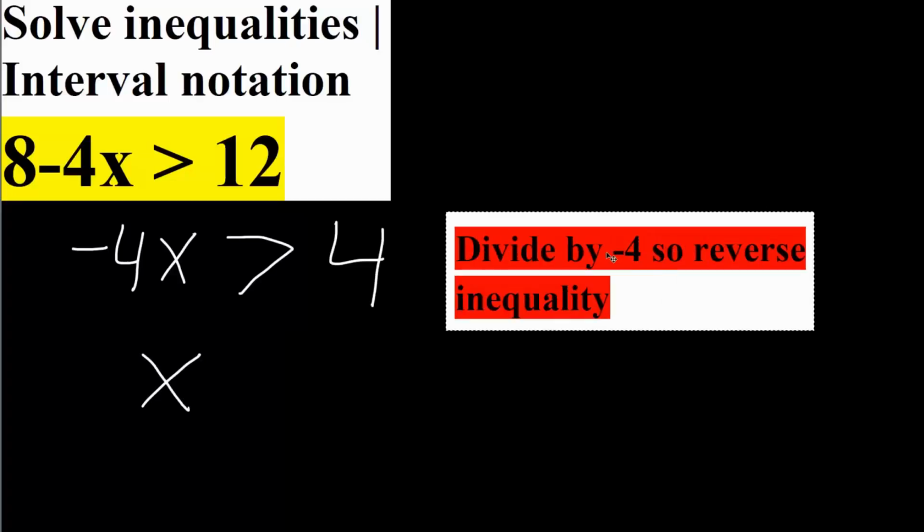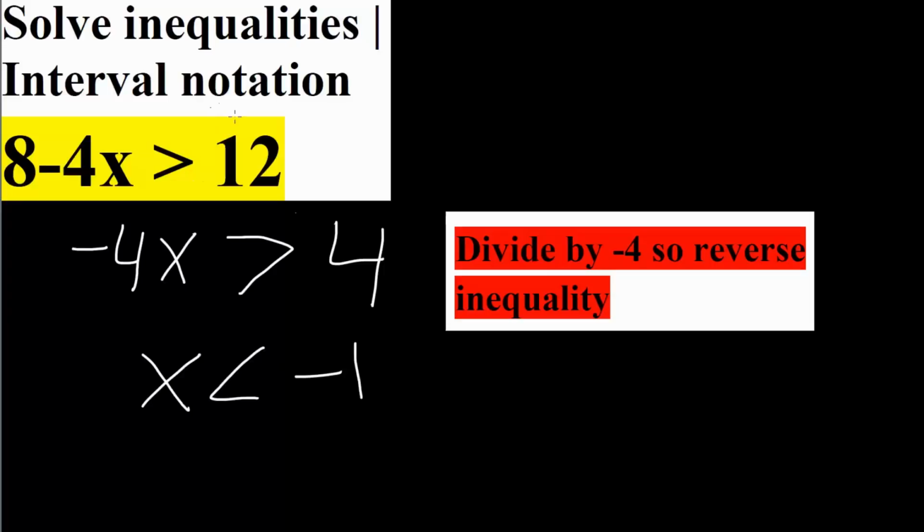In this part, since we're dividing by negative 4, there's a little trick to it. We're dividing by negative 4, so we reverse the inequality. And so we would get x is less than negative 1. This is important to know. Whenever we divide by a negative constant, we flip the sign.